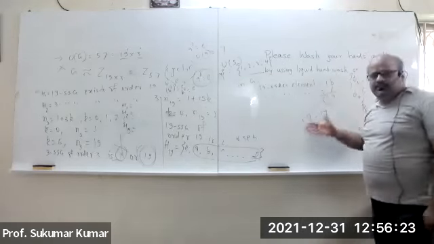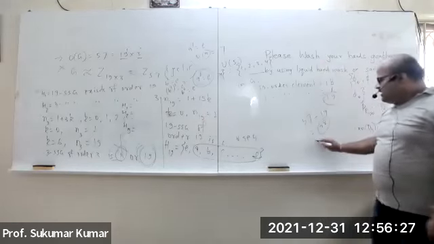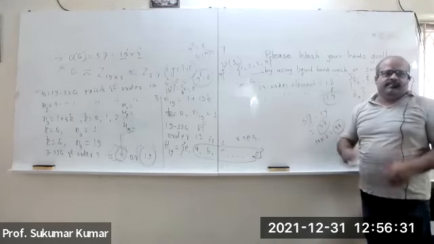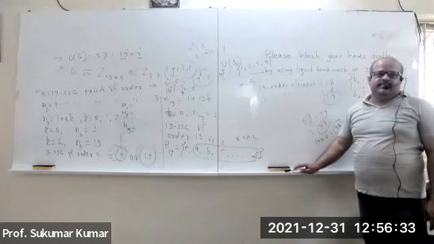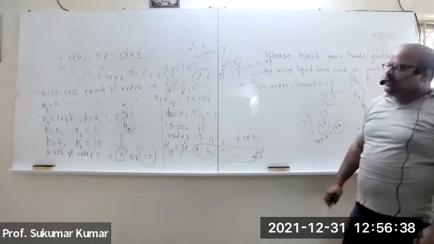Yeah, you do 57 minus 19, or from 19 into 2, anyone. 19 into 2 is 38 elements, the order 3 elements. Simple.